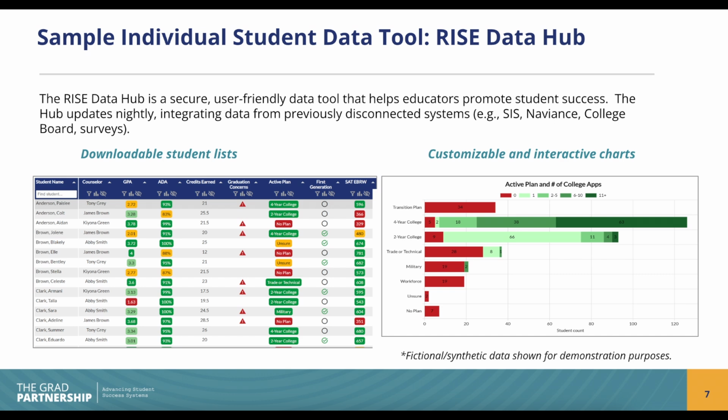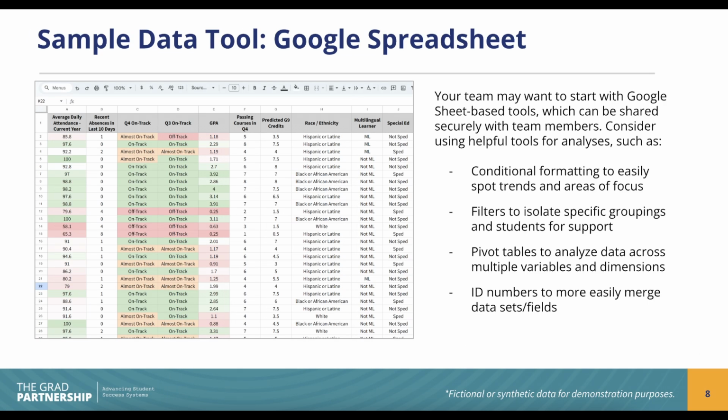The RISE Data Hub is one example of an individual student data view. This hub integrates different systems for a seamless and user-friendly view to analyze, and offers downloadable student lists as well as customizable interactive charts. Another option is starting with an Excel or Google spreadsheet.